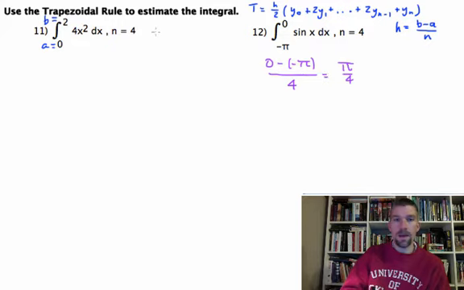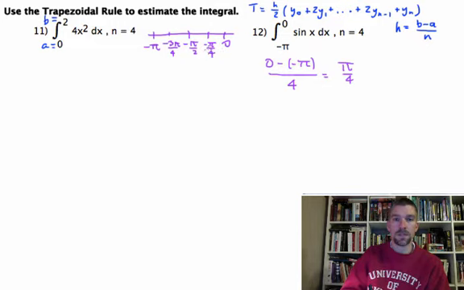And again, think about your x-axis. We're going to start here at negative pi, and we're going to go to 0. Okay, so here's negative pi over 2. Here's negative 3 pi over 4. And here's negative pi over 4. So this is the number line that we're looking at.